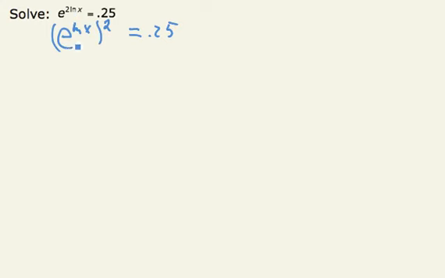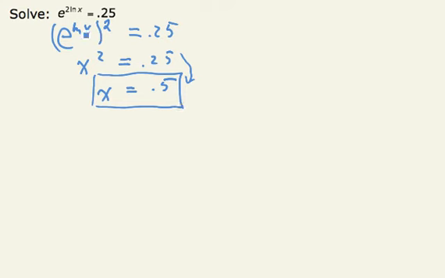Now a property of logarithms says that e to the ln of x, meaning log base e of x, is the same as just x. So x squared equals 0.25. If we take the square root of both sides, we get x equals 0.5. Technically, to solve this step, we would get x equals plus or minus 0.5. But since we're dealing with the logarithm of x, I know that x has to be a positive number. So the solution is x equals 0.5.